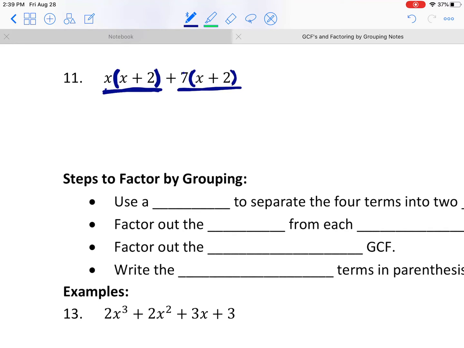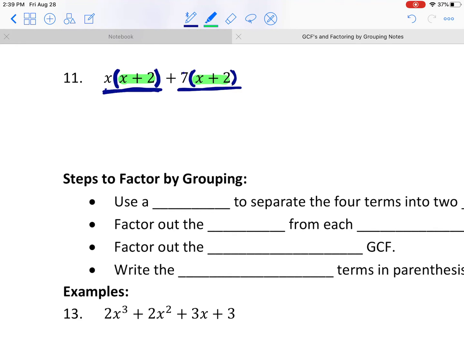Now, can you see something that is the same in both of those terms? Well, hopefully you recognize that both of them have a factor of an x plus 2. So a GCF doesn't have to be a single term, right? It doesn't have to just be a 2 or a 5 with an x squared. It can be a binomial or a trinomial. It can be any size polynomial.